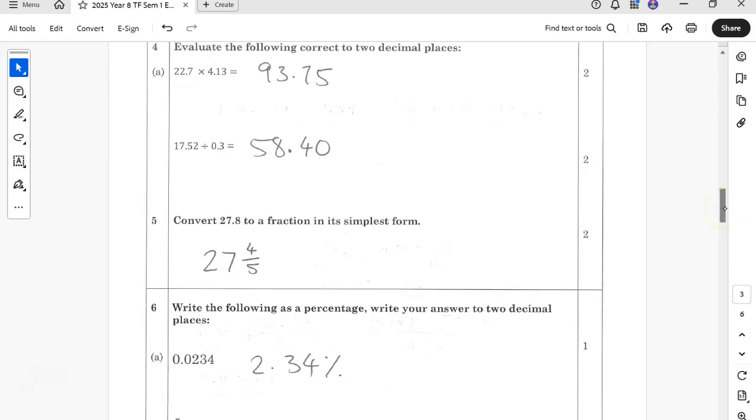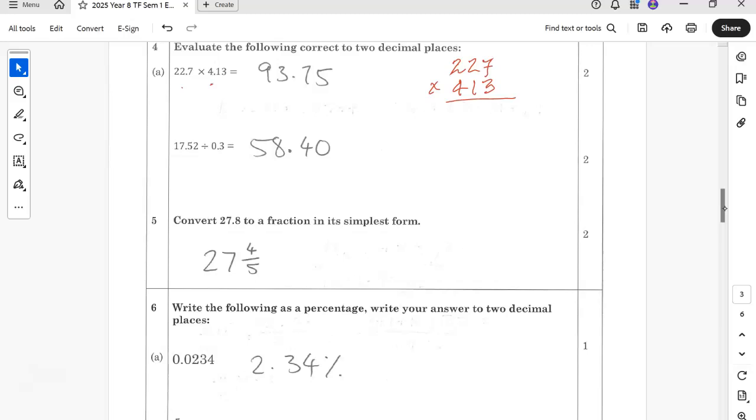In this instance here, we multiply them, 227 times 413, and then add the decimal point last, and you can mentally check that because 4 times 22 has got to be greater than 88. So you can work your way through that.